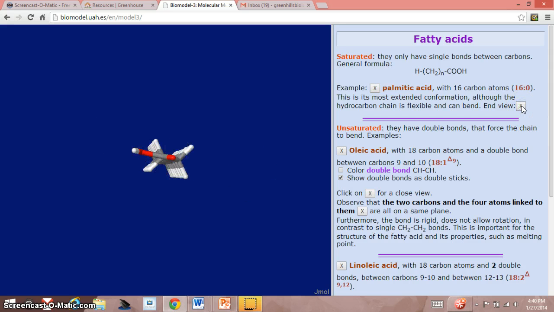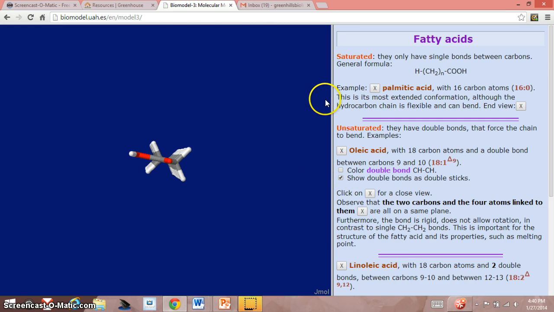And the question asks how you would describe the shape of this molecule. So looking at it, what does this molecule look like? There's the end view. We've got our carboxyl group here at the end, but notice that we can look straight down the molecule. So just have a look at that.